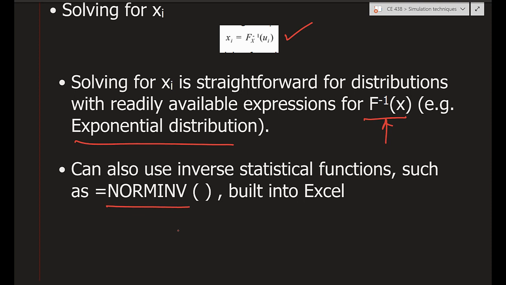So we stop here. In the next class we'll discuss a little bit more about Monte Carlo simulation, which is another example of a simulation.